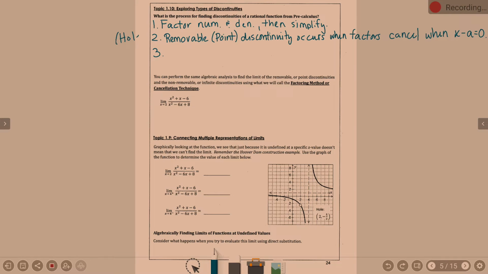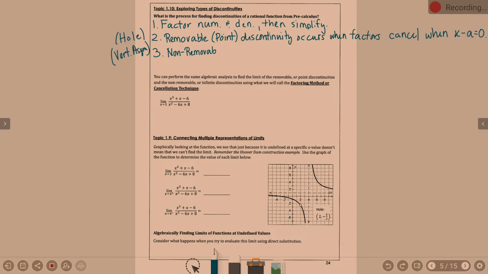What about a vertical asymptote? Holes happen when that factor in the denominator cancels with something in the numerator. Is it whenever the denominator equals 0? When the denominator equals 0 and that factor does not cancel. Okay, so it's basically any other time the denominator can equal 0, nothing cancels. So that's a non-removable discontinuity. It occurs when the factors don't cancel the denominator and when x minus a equals 0.